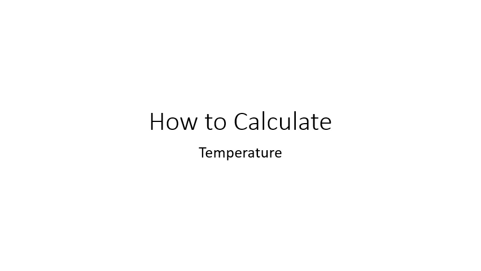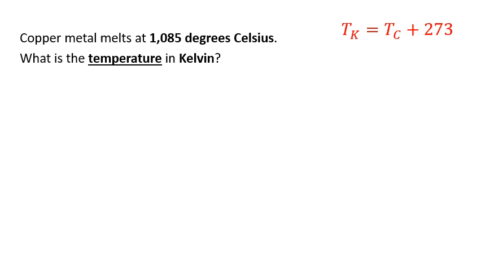In today's video, we will be doing temperature calculations involving the three temperature scales: Celsius, Fahrenheit, and Kelvin. For our first problem, copper metal melts at 1085 degrees Celsius. What is the temperature in Kelvin?